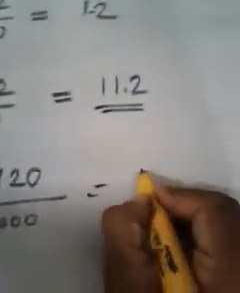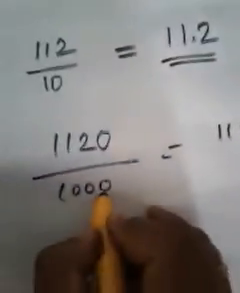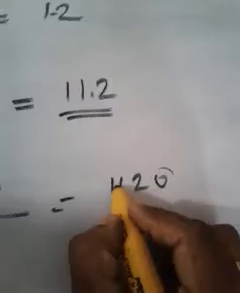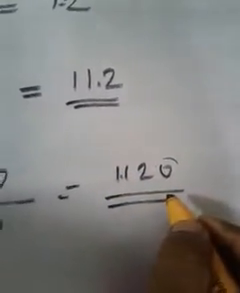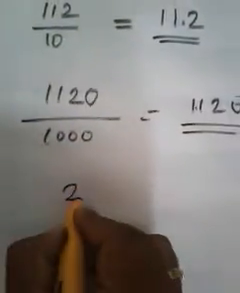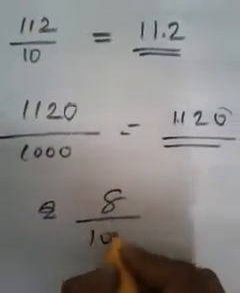The numerator stays as it is, you just write it. How many zeros are involved? 1, 2, 3. So from the rightmost side you count 1, 2, 3. The answer will be 1.120. It is a method. Okay, and can you tell me what is 8 by 100?